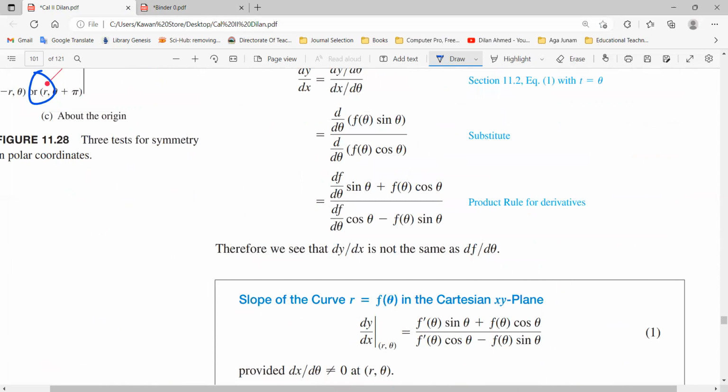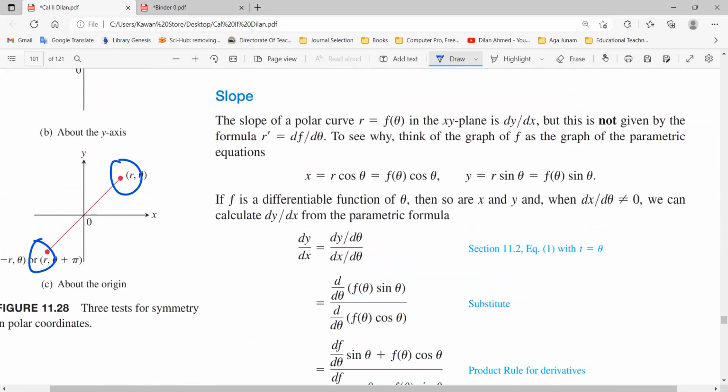Yes? Okay, now we have a slope here. The slope depends on what? We mentioned that in 11.2, when we covered the calculus of parametric curves and finding the tangent line. Do you remember that? We said the slope depends on the derivative.